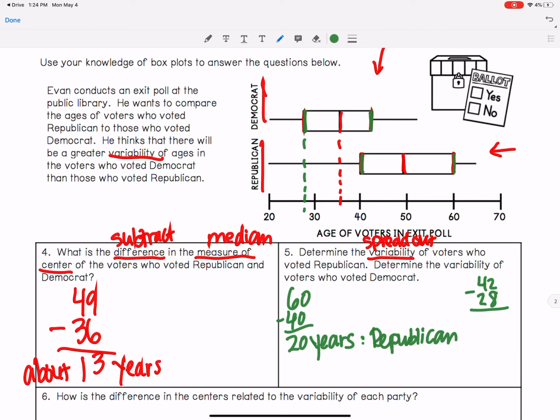But once again, I could be getting different numbers than you. So let me do a little subtraction here. 12 minus 8 gives us 4. And 3 minus 2 gives us 1. So the variability for the Democratic side would be about 14 years.